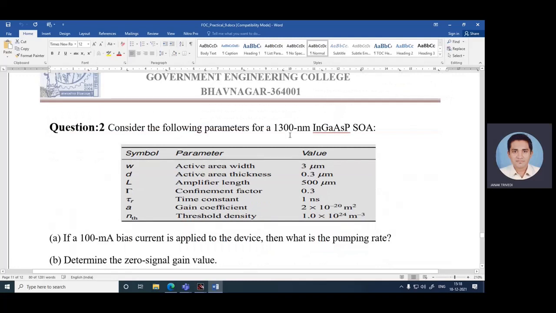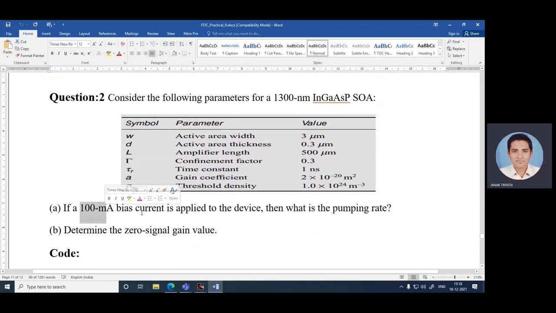Question 2. Consider the following parameters for a 3000 nanometer indium gallium arsenide phosphide SOA. W is the active area width, 3 micrometer; D is the active area thickness, 0.3 micrometer; L is the amplifier length, 500 micrometer; tau is the confinement factor, 0.3; tau R is the time constant, 1 nanosecond; A is the gain coefficient, 2 into 10 raised to minus 20 meter square; NTH is the threshold density, 1 into 10 raised to 24 meter inverse cube. If a 100 milliampere bias current is applied to the device, then what is the pumping rate? And second, determine the zero signal gain value.